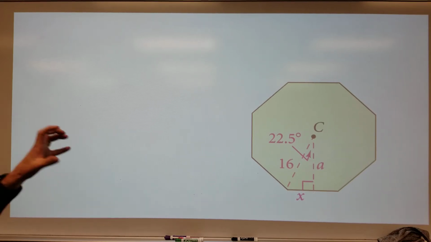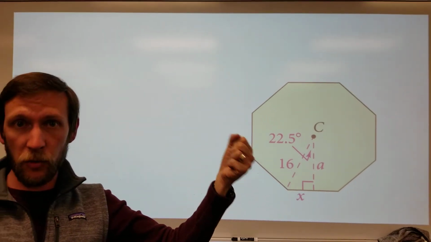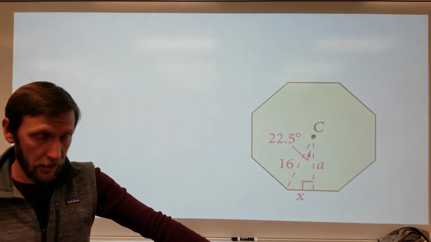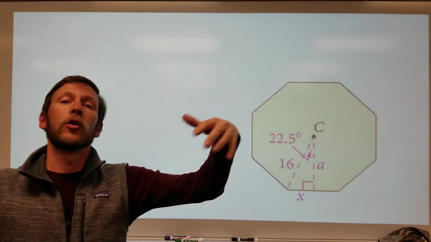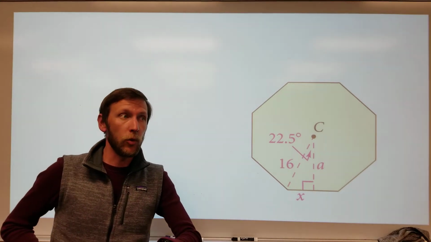Now, this is the worst case scenario. In the first example, we had the apothem, and we used that to find the side length. Once we had the side length, we could use 1/2 times apothem times perimeter. In the second example, we had the side length.